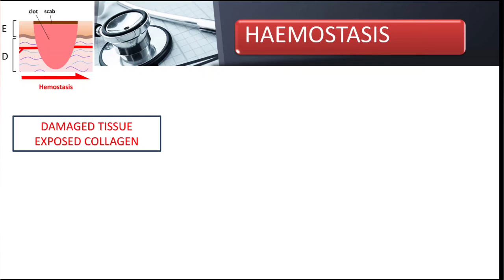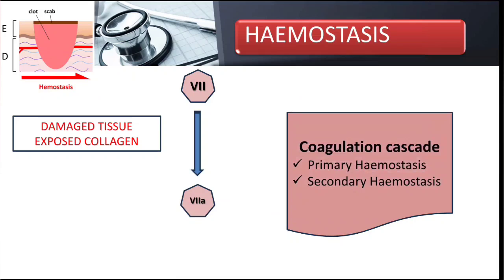A damaged tissue will expose collagen, which is negatively charged, activating factor 7, and then it will be shunted into the hemocoagulation cascade or coagulation cascade. This process has 2 stages: primary and secondary hemostasis. There is a video where we talked about hemostasis, so if you click the link on the top right corner, you can watch that video and understand more about this stage.